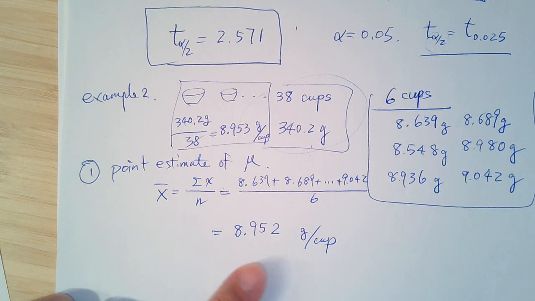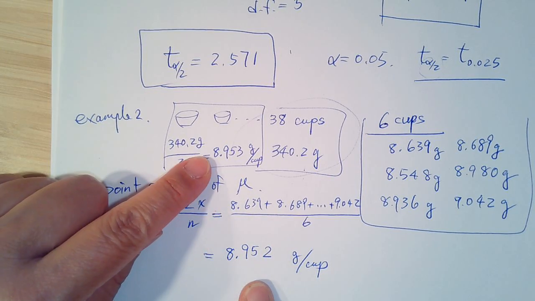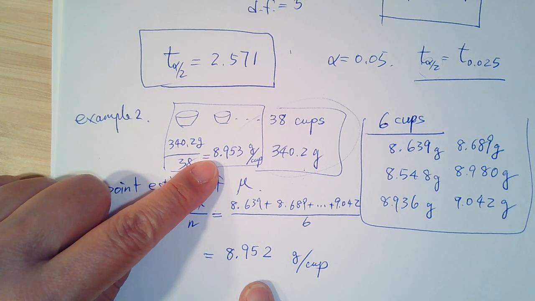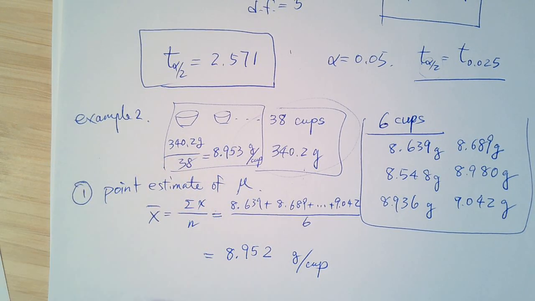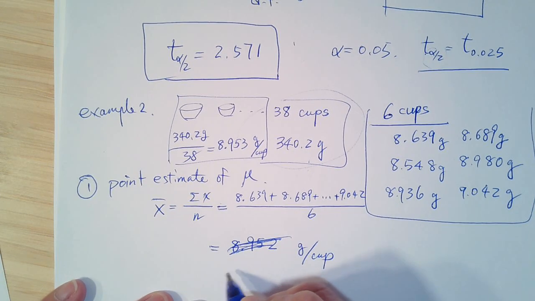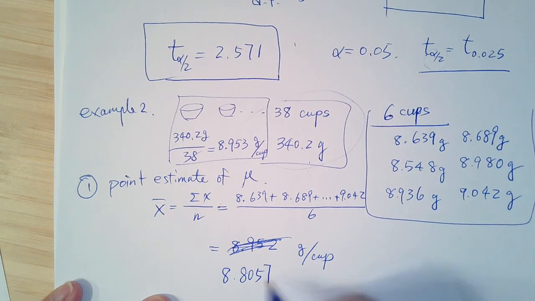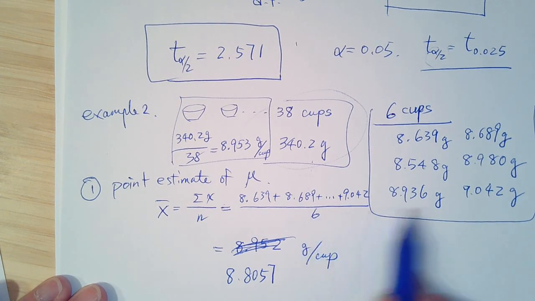My sample mean is 8.952. And here they should be 8 point, oh sorry, no, that's not right. It should be less than that. Sorry, I did 8.8057. Yes, I tried that. You use your calculator to find the average. It's 8.8.